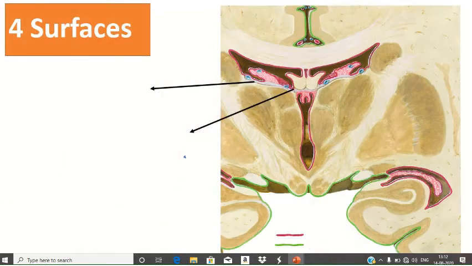Then moving to the surfaces. Two ends, remember: anterior and posterior. Now moving to the surfaces, there are four surfaces. One is the upper surface. The upper surface of the thalamus is somewhat convex and covered by a thin sheet of white matter called the stratum zonale. Along the dorsolateral margin, the surface is accompanied by the stria terminalis.